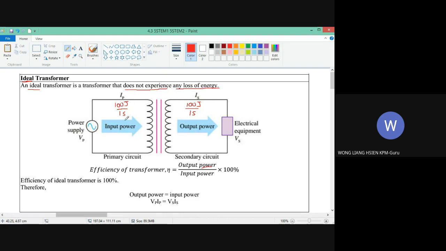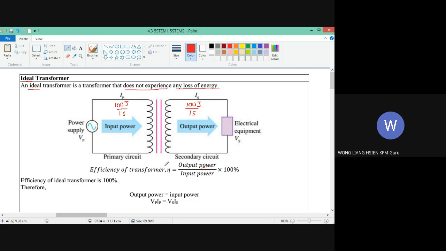Power is the rate of doing work or the rate of using energy. For example, I say 100 joule per second, every 1 second 100 joule. So if every second 100 joule goes in and every second 100 joule comes out, then no power is lost, no energy is lost. So output power over input power times 100%, that is how we calculate the efficiency of a transformer.